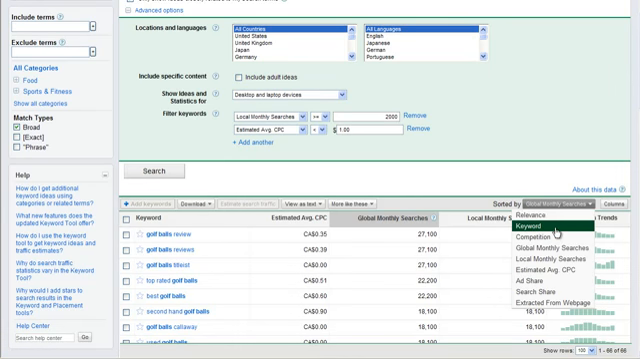We can sort by the keywords, by the competition, global monthly searches, and estimated average cost per click, a very important figure I like to hear about. Ad share, I don't care about. Search share, I don't care about. Extract from web page, I don't care about.